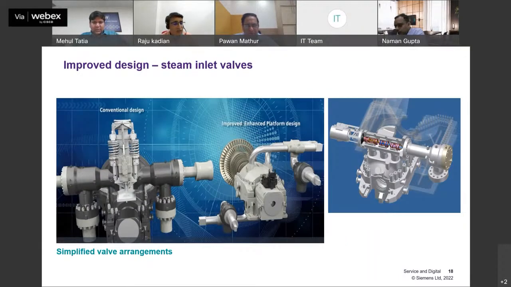Now coming to the valve design, the old design had a lot of springs, valve bars, and a lot of fulcrums and moving parts. Now these things are made much simpler with the new design, so that they can be easily maintained, or we can also switch over the valves during operation if required.